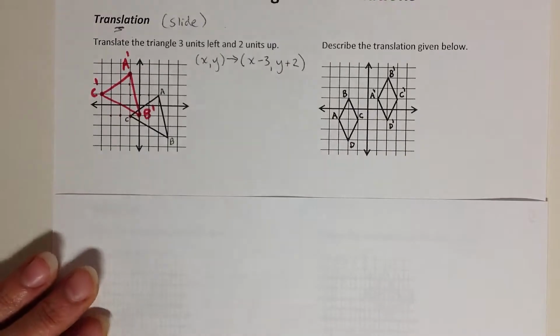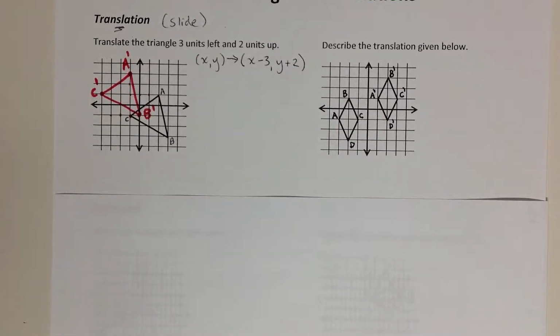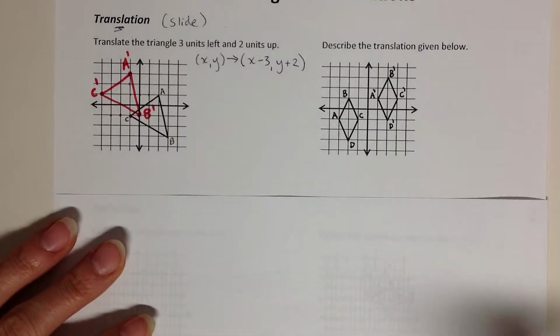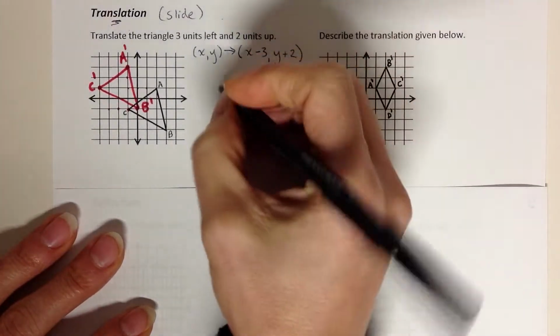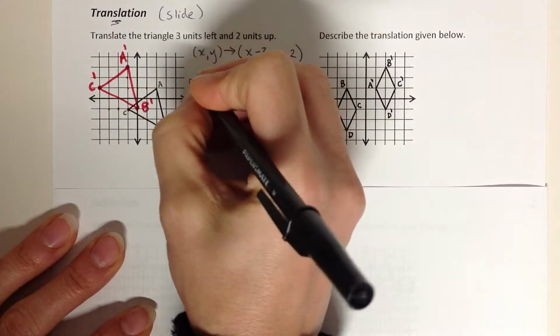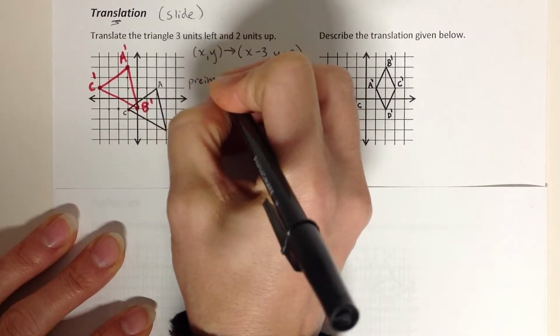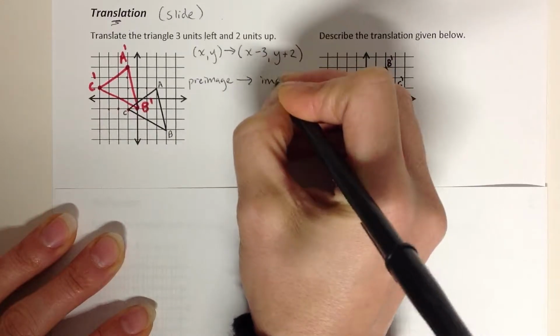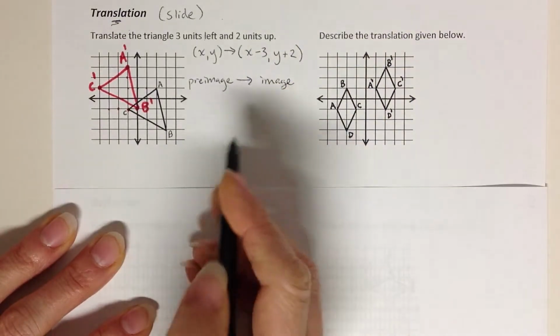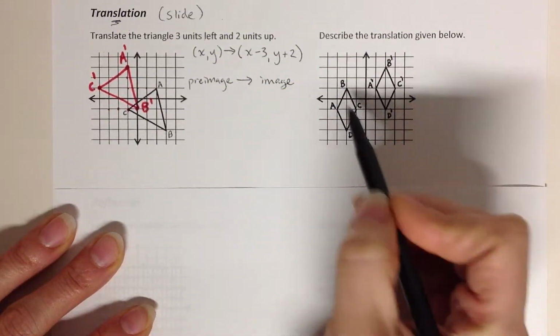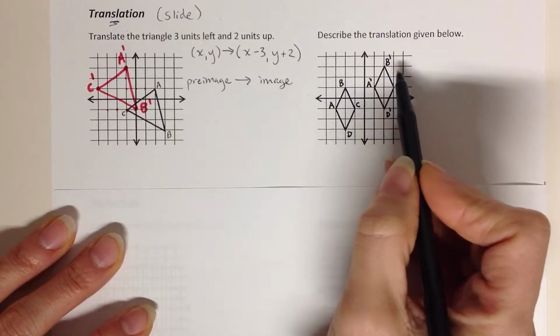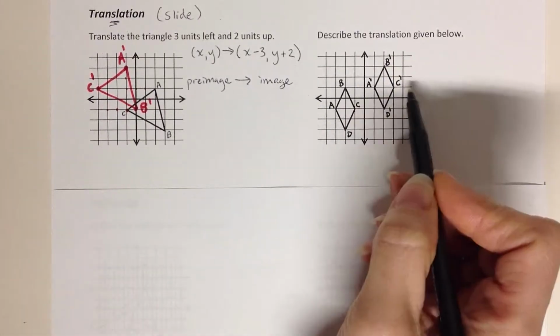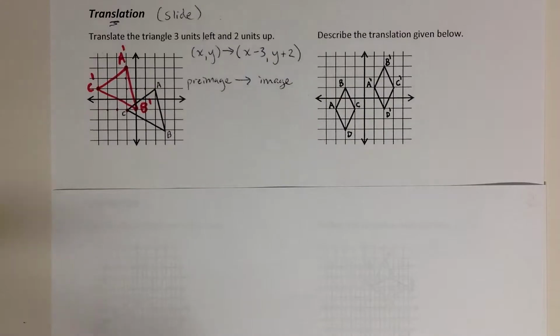Alright, now the other thing I want to talk about with that notation is why is it important to understand which one is your pre-image and which one is your image. Your pre-image, where you start, and your image, where you finish, would be important to understand that notation for a question like this where it says to describe the translation. You need to know which one of these did we start at and which one did we finish at.